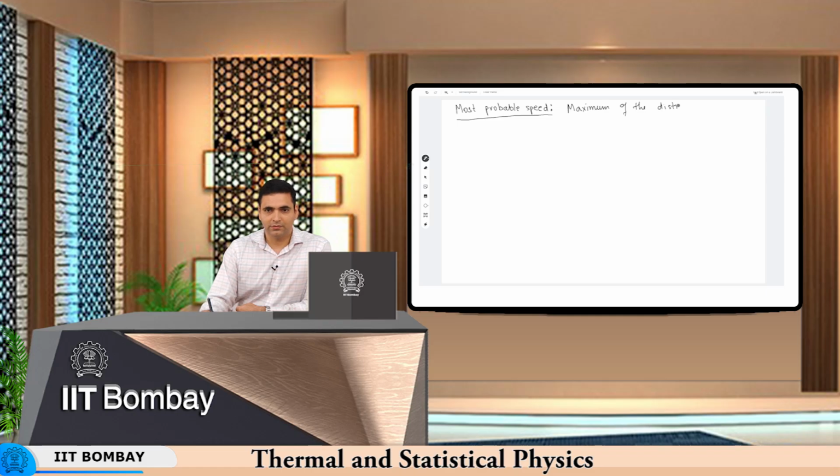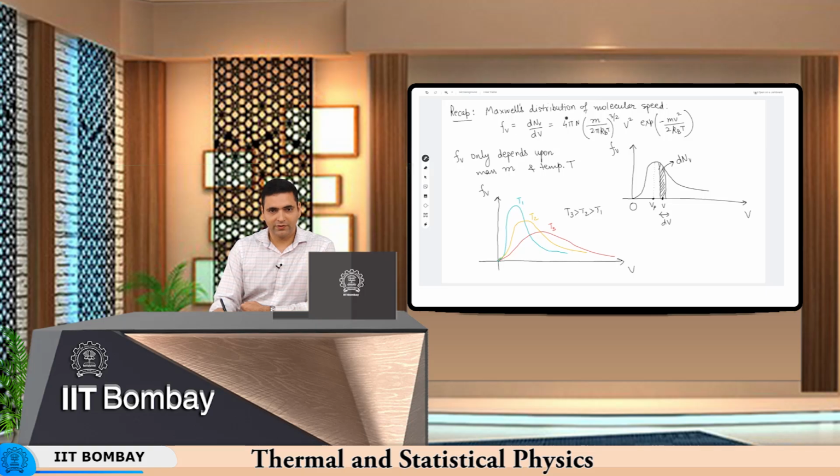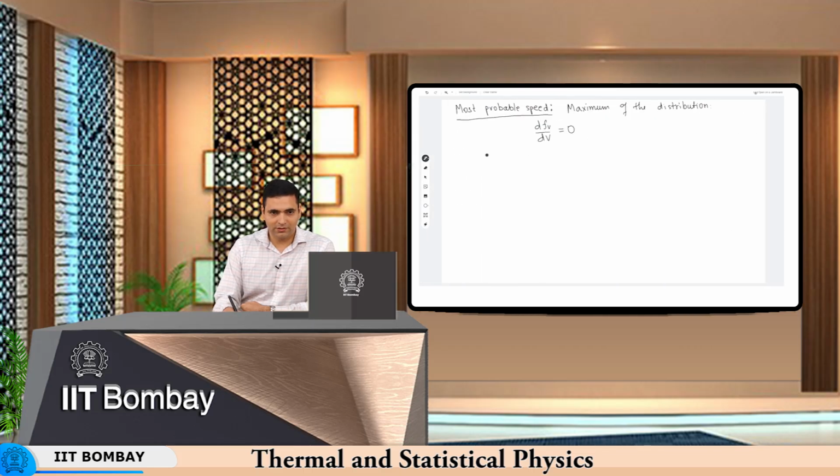That simply means where dF(v) by dv, the derivative of this distribution, attains a value of 0. So all we have to do is evaluate the derivative of this expression with respect to v. If we do that, again it is fairly straightforward algebra.